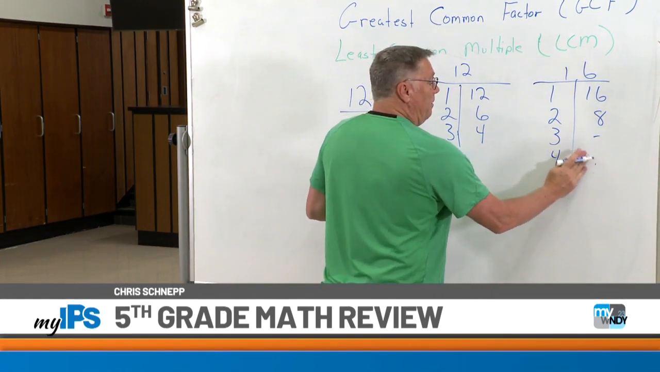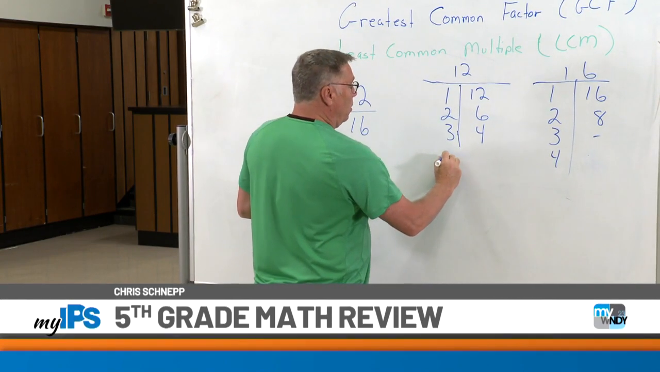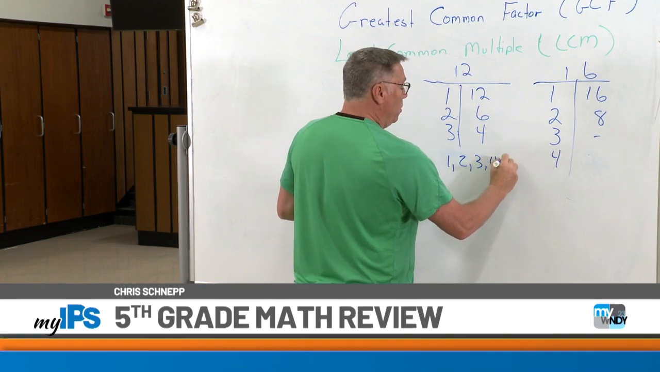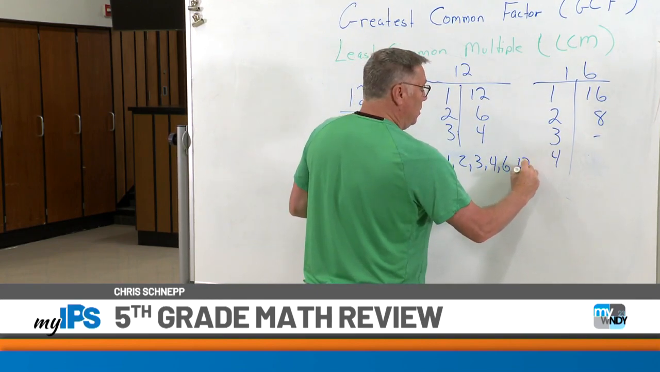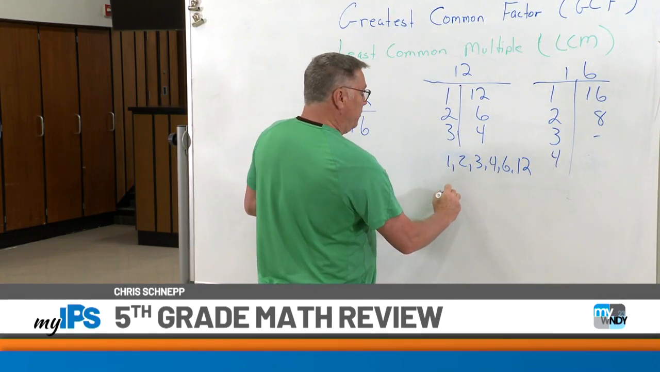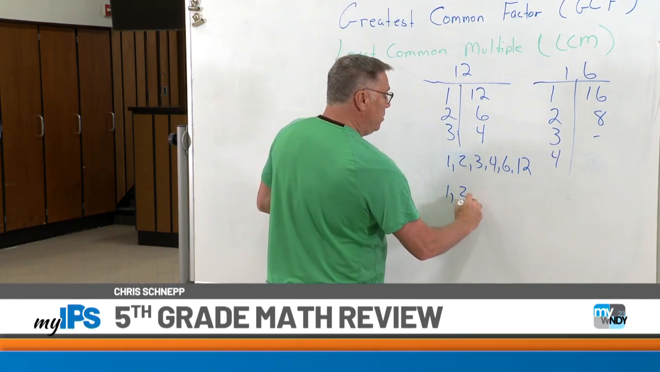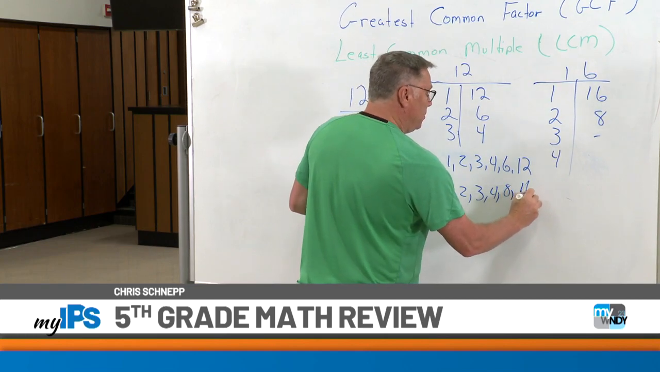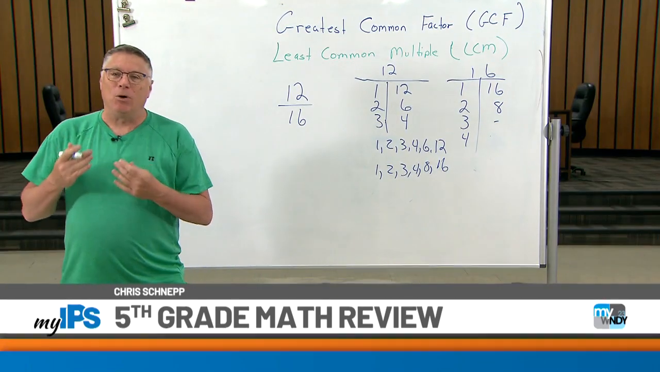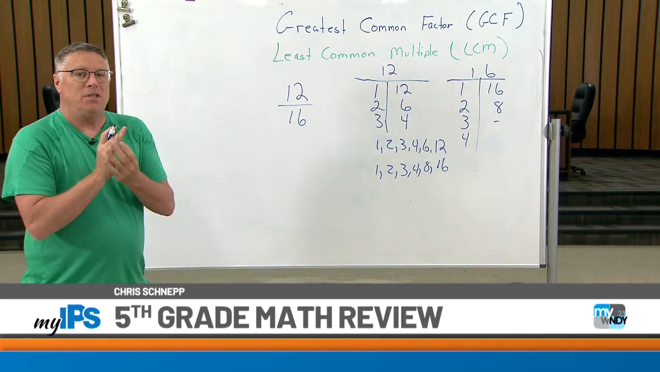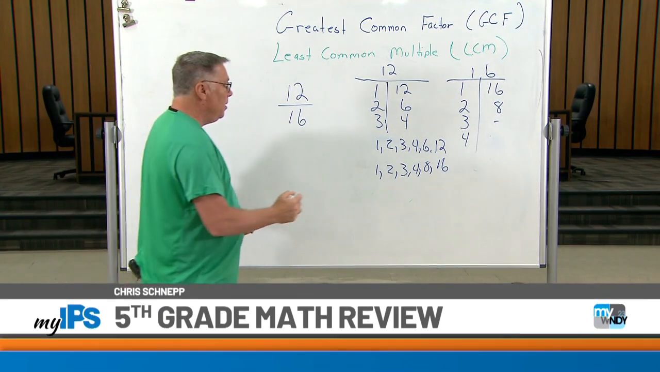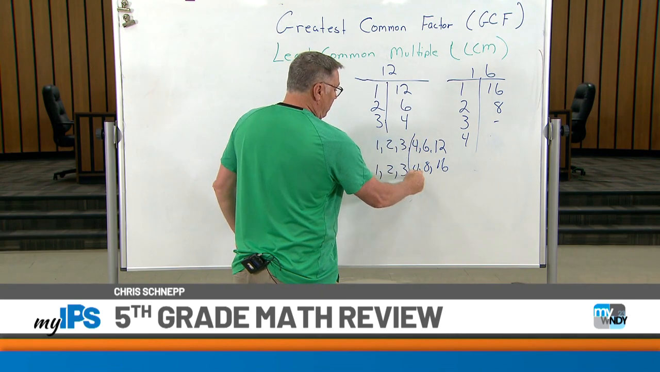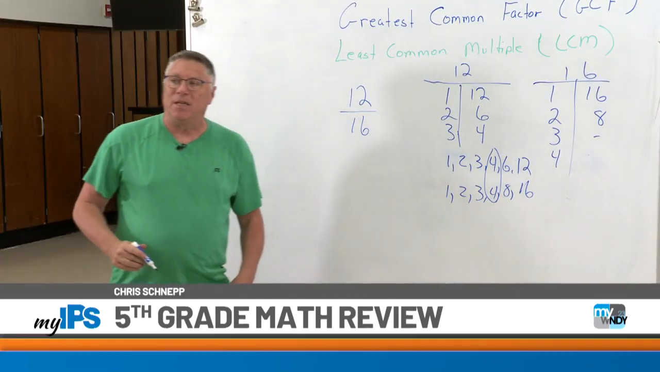So the factors of 12 are 1, 2, 3, 4, 6, and 12. And the factors of 16 are 1, 2, 4, 8, 16. So now we're going to find the greatest common factor. What is the largest number that both numbers have in common? And as I look through my list here, it looks like the number 4 is the greatest common factor.